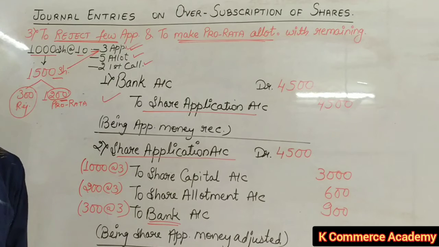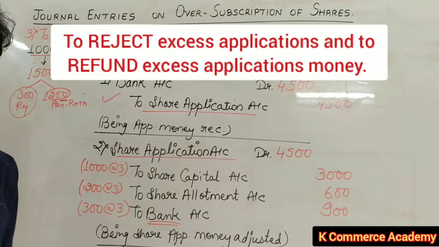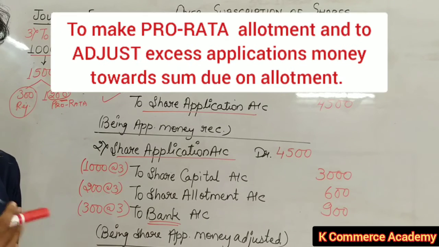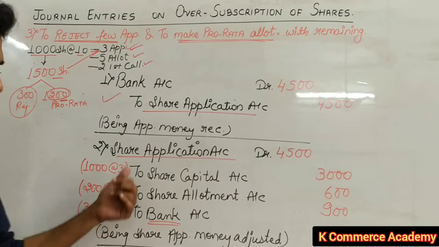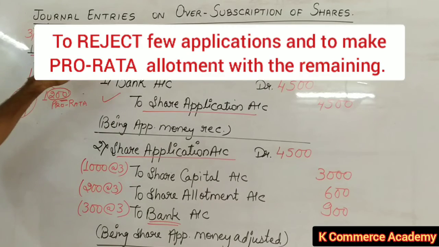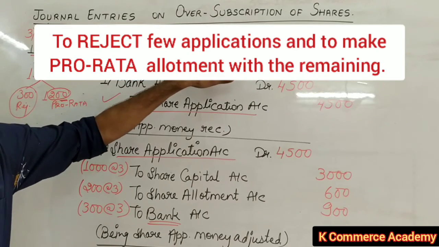Over subscription से deal करने के लिए total 3 ways हैं. First, to reject all the excess applications. So in that situation we have to refund all the excess application money. Second, to make pro rata allotment and to adjust all the excess application money towards share allotment. In that one we transfer it towards share allotment. And third, to reject a few and to make pro rata allotment with the remaining.